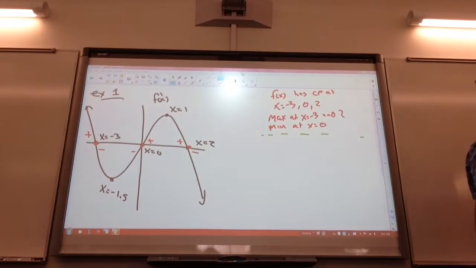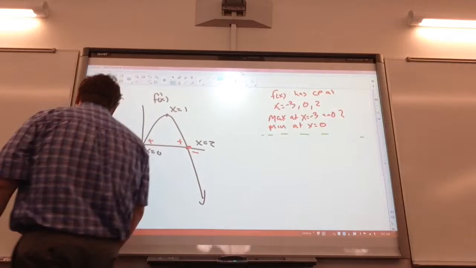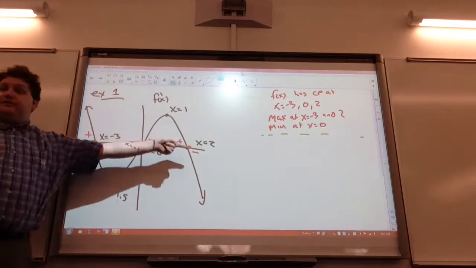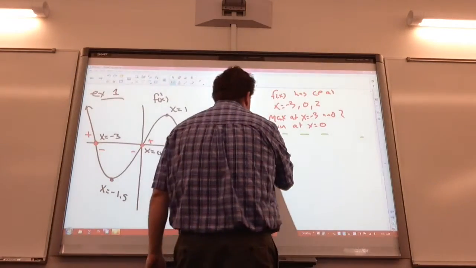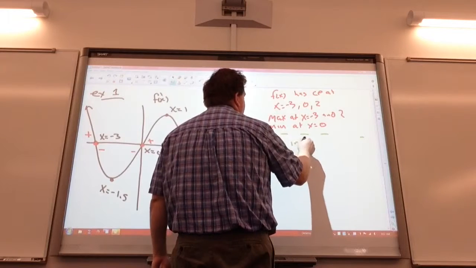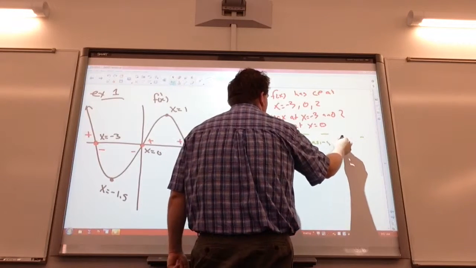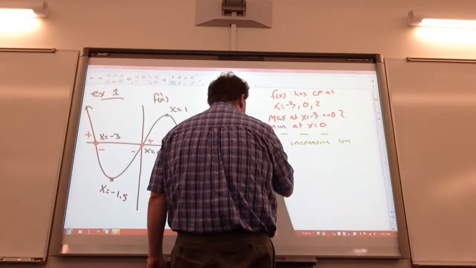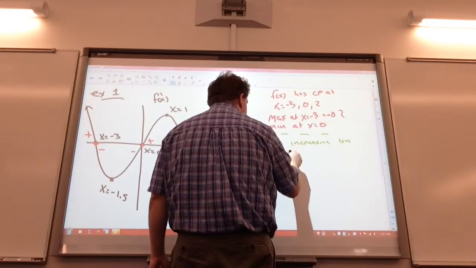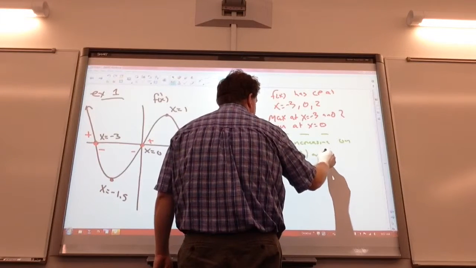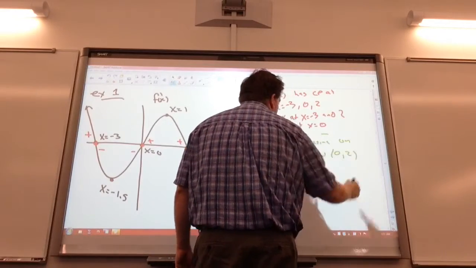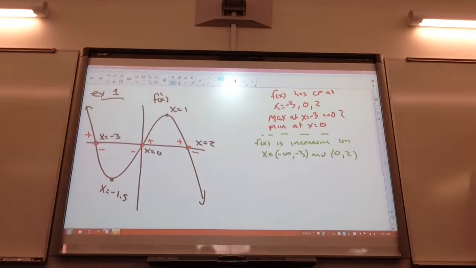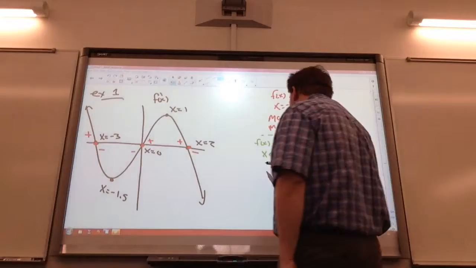So, where is f prime of x positive? When x is less than negative 3. So basically from -infinity to -3, and then from 0 to 2, right? So I come through here and say f of x is increasing on the intervals from -infinity to -3 and 0 to 2. And where would it be decreasing? -3 to 0 and 2 to positive infinity.